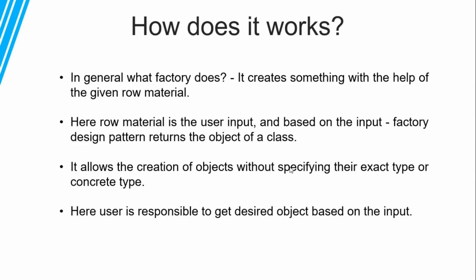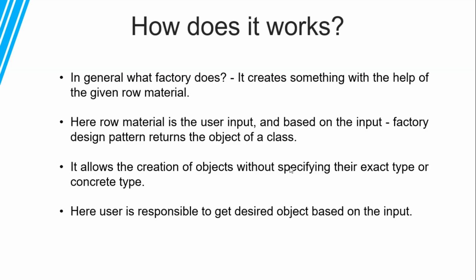If the user has demanded that I need a user object, an employee object, or a student object, but what type of student, what type of employee? Based on the input, the factory design pattern will return the object. It allows the creation of objects without specifying their exact or concrete type, which means there is an abstraction layer here. The user is responsible for getting the desired object based on the input.